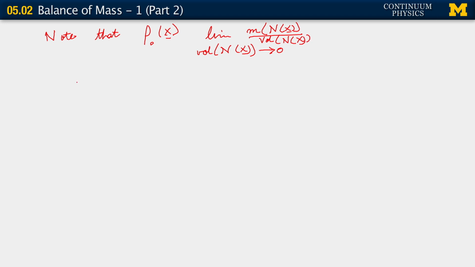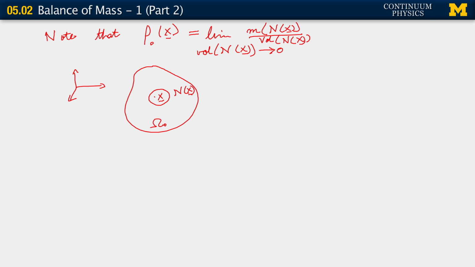So, in the reference configuration, what we're talking of doing is, we have a point x. I'm going to draw a rather large neighborhood of it just to make our arguments. That neighborhood is n of x. So rho 0 of x is that limit. We're talking of that volume going to 0 and what happens to the mass. So it's that ratio.